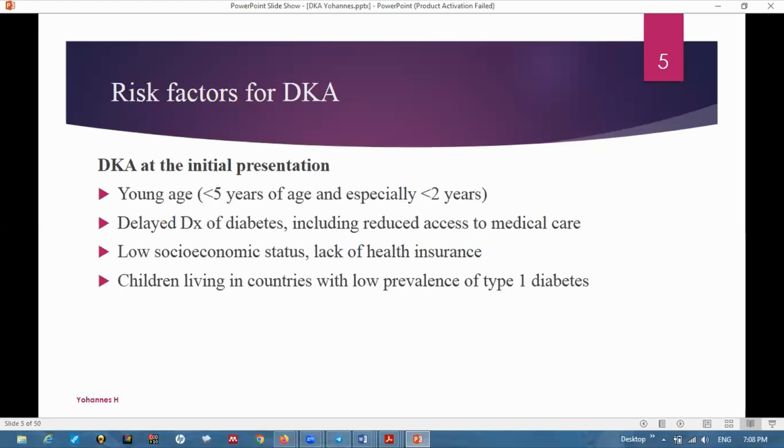So those are some risk factors for diabetic ketoacidosis. For those with diabetic ketoacidosis at initial presentation: age less than 5 years, especially those less than 2 years; any delay in diagnosis of diabetes, including reduced access to medical care, low socioeconomic status, and lack of health insurance; and children living in countries with low prevalence of type 1 DM. In this case, the family members may not have awareness about diabetic ketoacidosis, so they can present later with diabetic ketoacidosis.